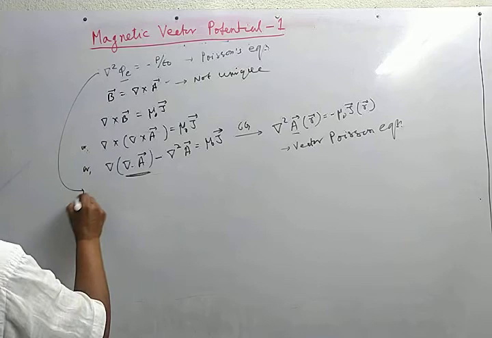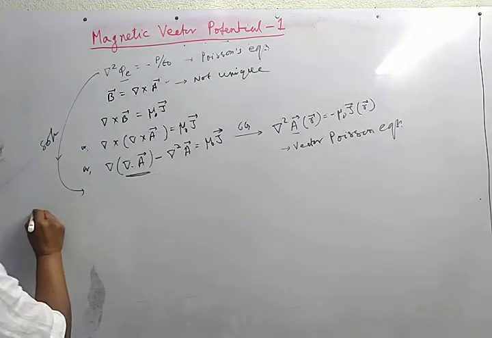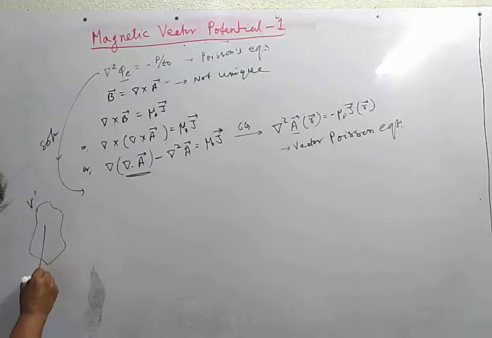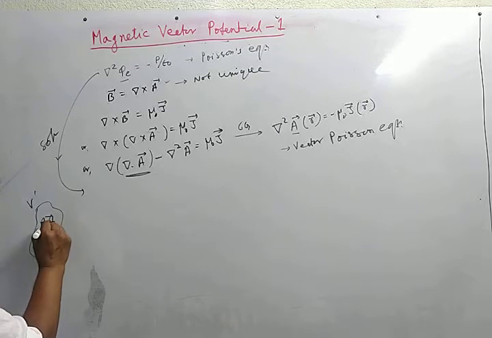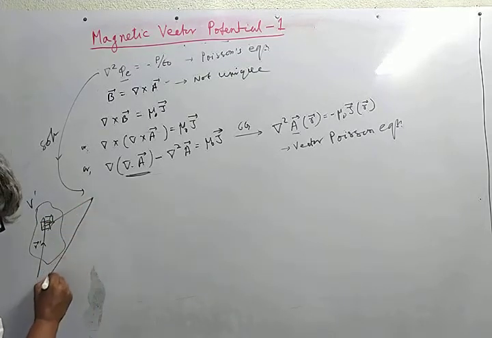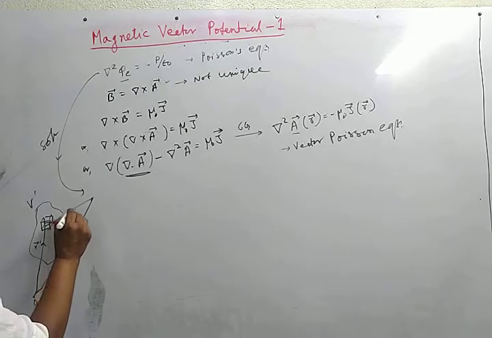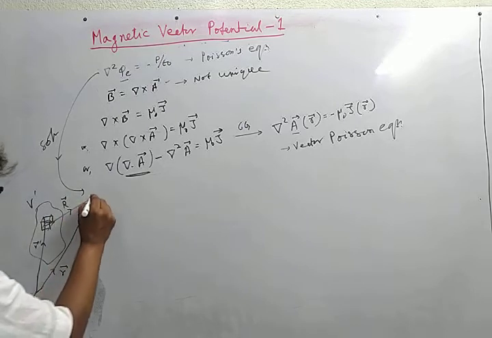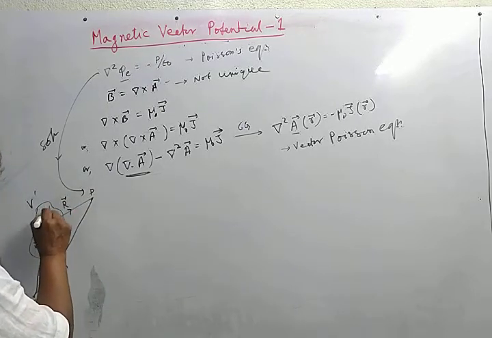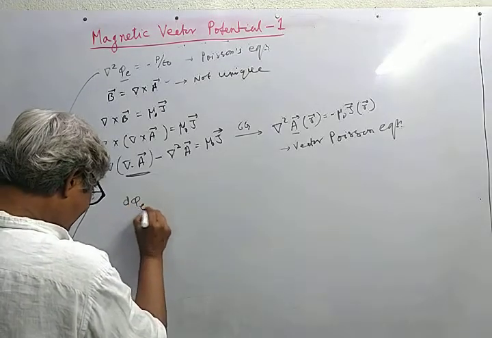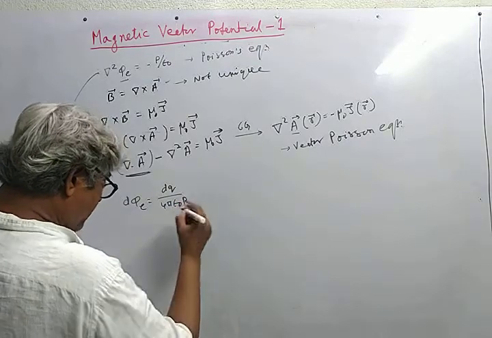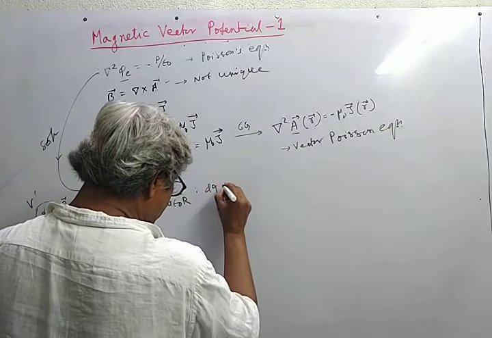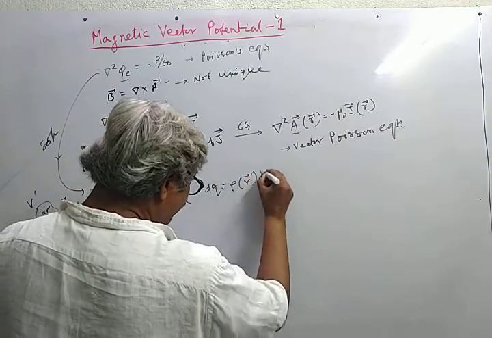So the solution of this: we consider a charge distribution within a volume V prime, and at around R prime we consider a volume element, and our aim is to find out the potential at an external point. With reference to some suitably chosen origin, this was R. So the potential at point P due to the volume charges within the volume element dV was dQ by 4 pi epsilon 0 R, where dQ, the charge within the volume dV prime, is rho at R prime times dV prime.